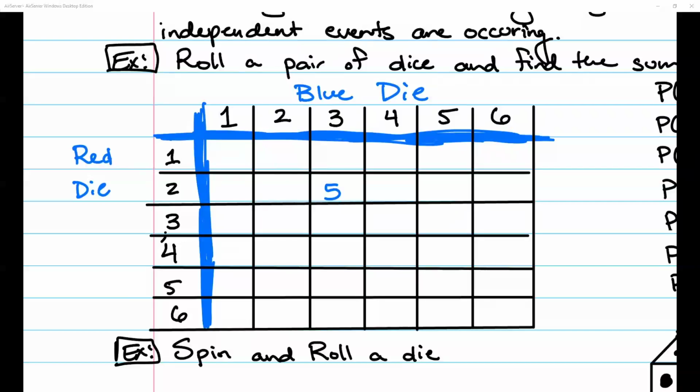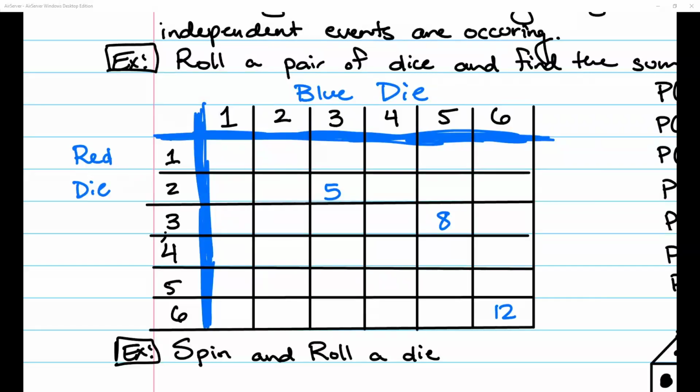What happens if I landed here? Well, that means on the blue die, I rolled a 5, and on the red die, I rolled a 3. If I rolled a 5 and a 3, that means I must have rolled an 8 total. We'll do one more. Let's say I landed here. If I landed here, that means on the blue die, I rolled a 6, and on the red die, I also rolled a 6. Sorry, guys, it's early. And that means I rolled a total of 12.